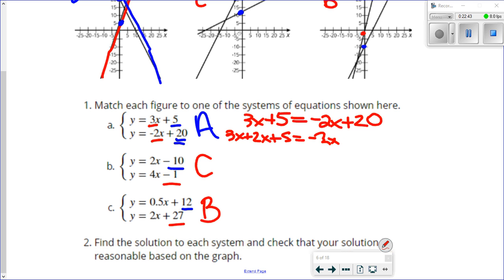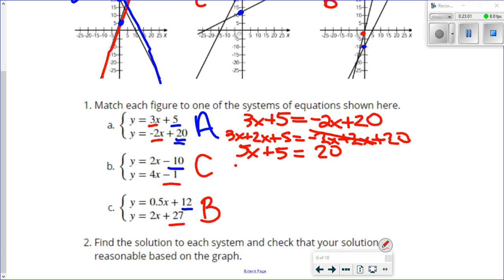Because remember, whatever I do to the left, I must also do to the right to balance my equation, right? When doing so, I get a zero pair on the right. On the left, 3x and 2x give me 5x. So I have 5x plus 5 equals 20. And then I'm going to go ahead and subtract 5.